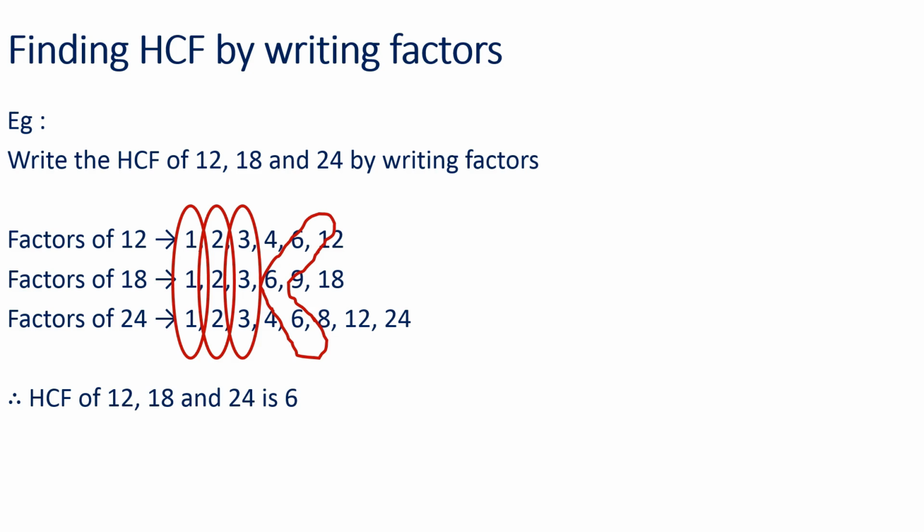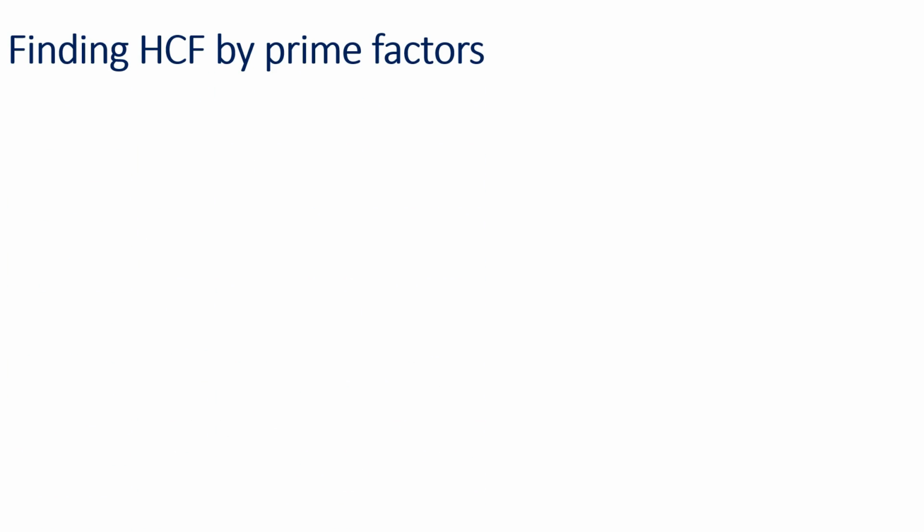So according to this method, you can find the highest common factor of a given set of numbers. But when a number has a large number of factors, this method is practically hard to do. Therefore, we often follow the other two methods in finding the HCF. The second method is the method of prime factors. Let me explain the same example by this method.